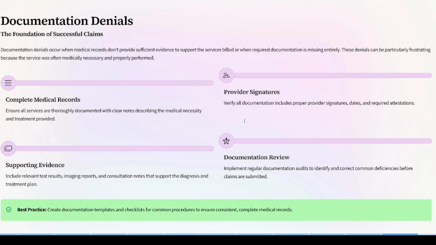Okay, so you do want to have a team in place, a person in place that is reviewing this documentation, which there is a certification for, to make sure the documents are correct and suffice to go ahead and get the correct reimbursement for the procedures that were performed. Okay, so the best practice is to create documentation templates and checklists for common procedures to ensure consistent, complete medical records. All right.